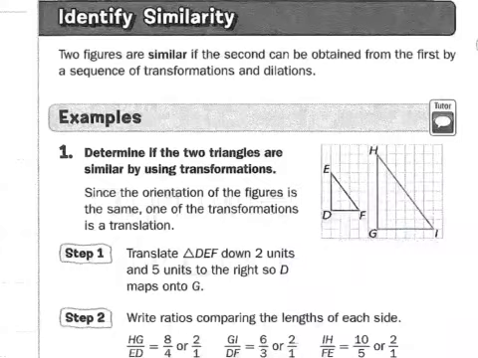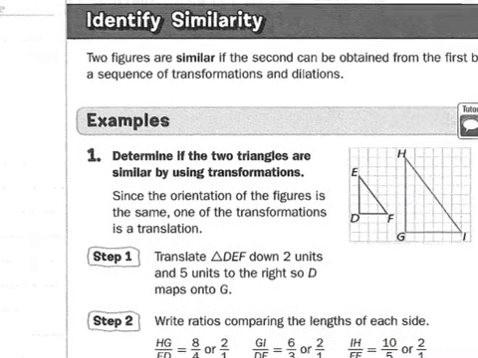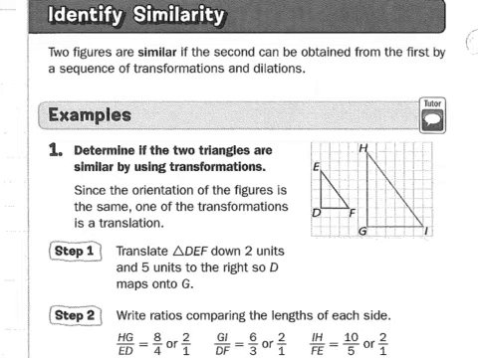And we can determine if two figures are similar if the second one can be attained from the first by a sequence of transformations and dilations. And you have to do a dilation in order for a figure to be similar. So we're going to try to prove that a dilation was done to these figures. Let's take a look at the first example here.